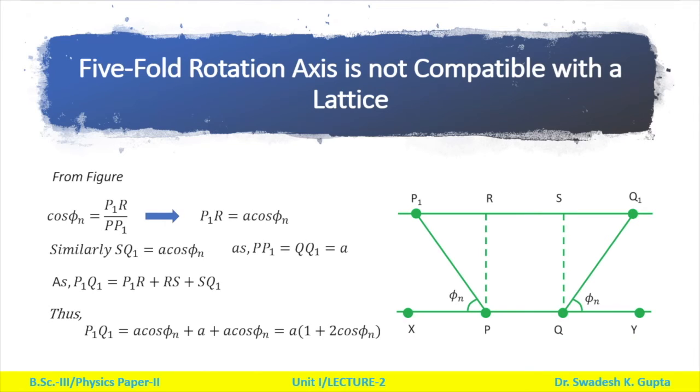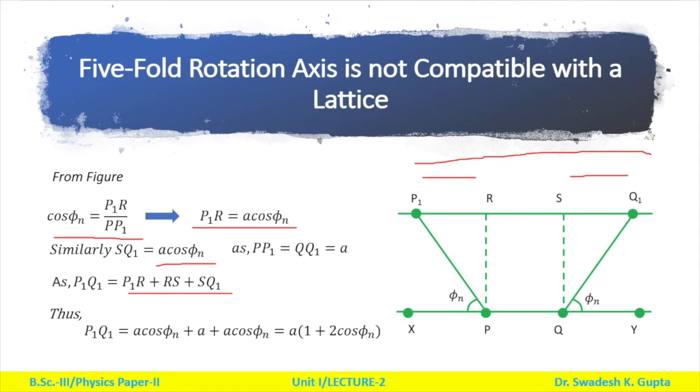From the figure we can see that cos phi is equal to P1R upon PP1. So we can get the value of P1R is equal to a cos phi. Similarly, SQ1 will also be a cos phi. So the total distance P1Q1 will be P1R plus RS plus SQ1.